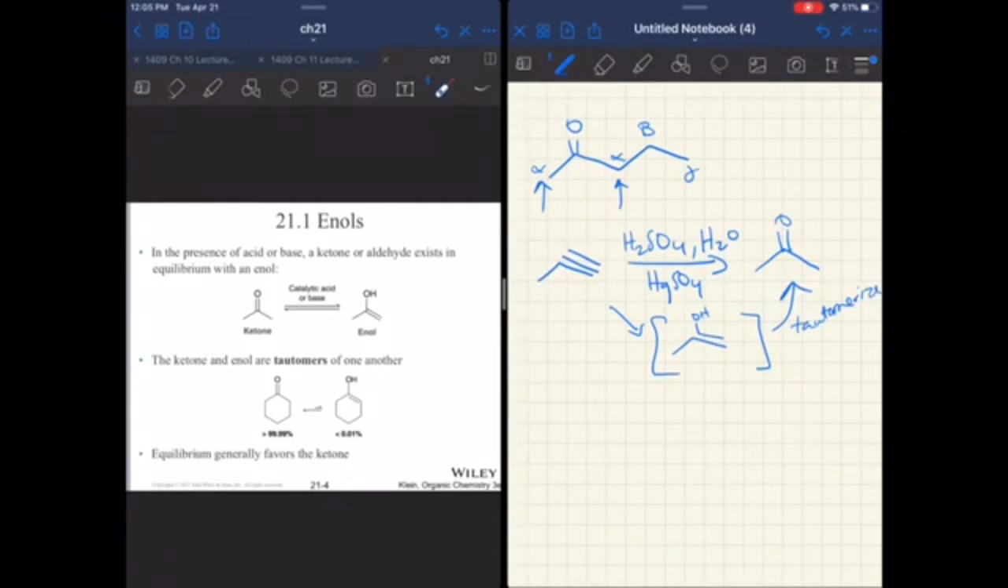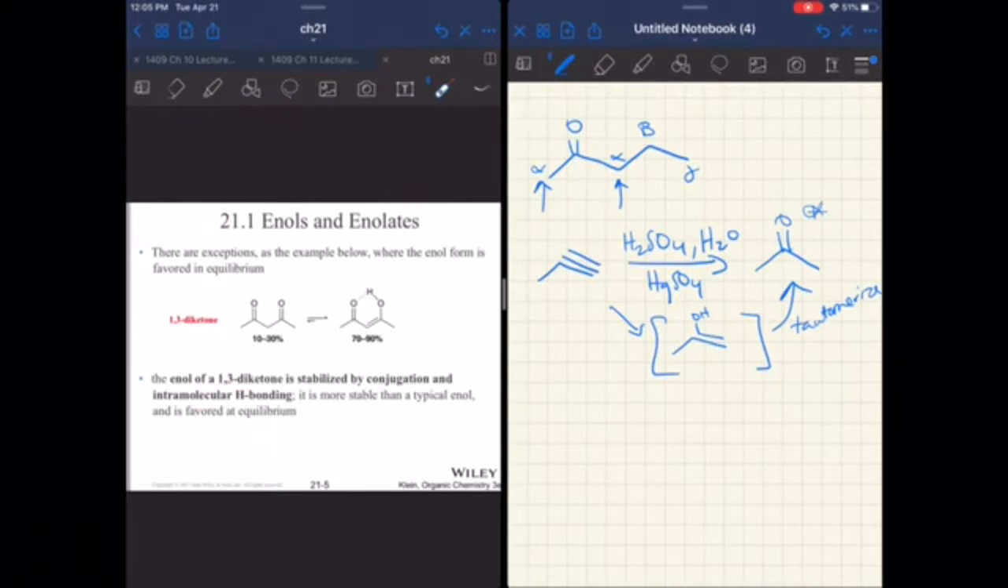Now, that's because the ketone is more stable. Most of the time, you are going to see a ketone or an aldehyde rather than an enol. If you look over here, that tautomerization is occurring, but 99.99% of your product is going to be in the ketone form. Now, there are enols that are stabilized. For instance, when you have this conjugated enol, it is stabilized by the conjugation and by the hydrogen bond. So you do see more of your molecules containing an enol.